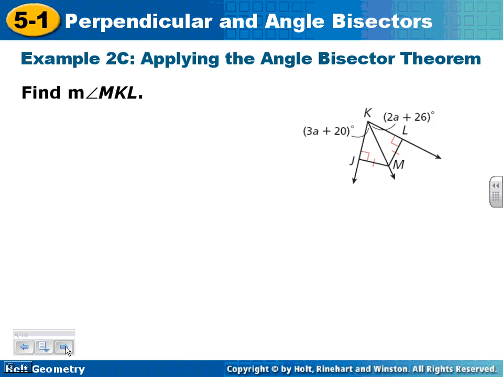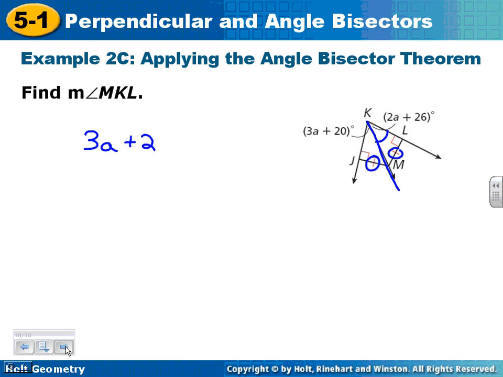One more, and then we'll be done. Find the measure of MKL. Let's go over here and find MKL. I need that angle right there. Well, I can tell a tick mark and a tick mark. That tells me that I definitely have the angle bisector. So I could write this equation.